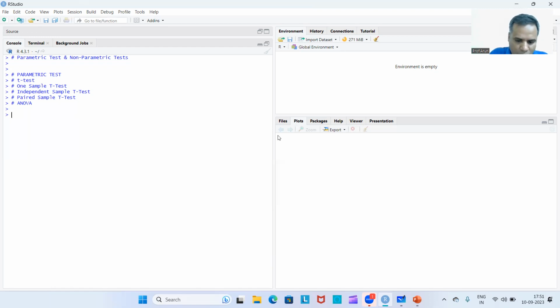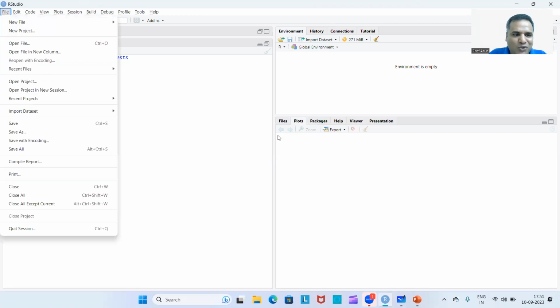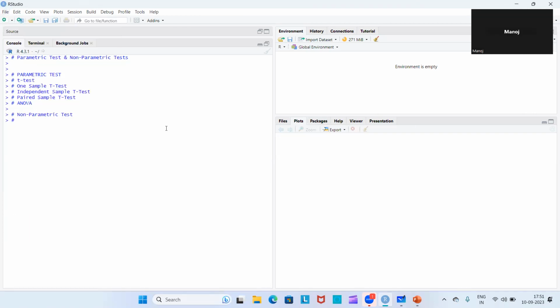So when you talk about non-parametric tests, come on, which are the non-parametric tests? In R, it is so simple. Chi-square, sir. Pardon, chi-square test is there. Okay, but see, in parametric tests there is one sample t-test. So there is an equivalent to one sample t-test, which is known as Wilcoxon signed rank test. Let me put it.